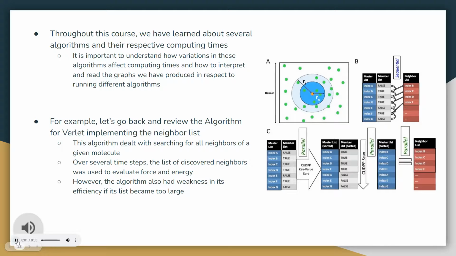This connects to what we've learned in class because, throughout this course, we've learned about several algorithms and their respective computing times. It's important to understand how variations in these algorithms affect computing times and how to interpret and read the graphs we have produced in respect to running different algorithms.